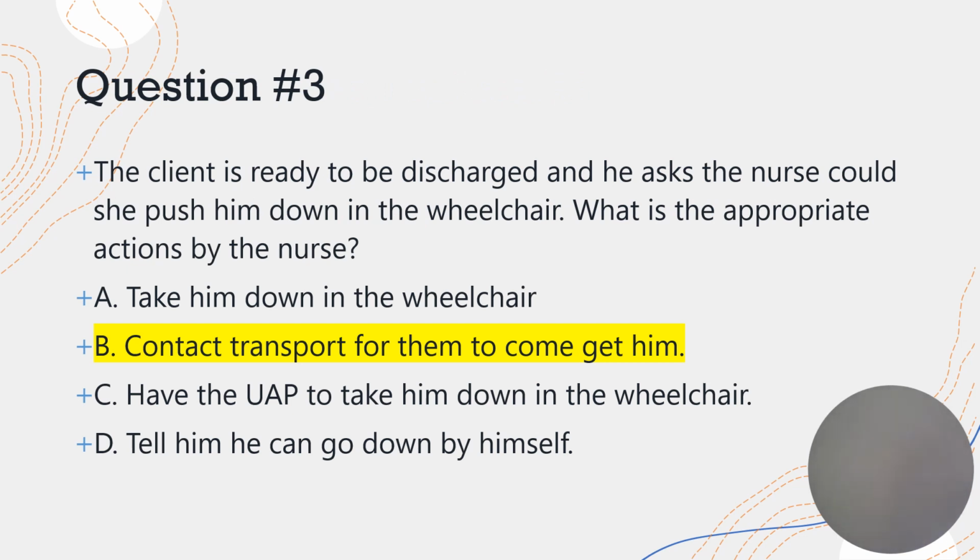Question number 3. The client is ready to be discharged, and he asks the nurse, could she push him down in the wheelchair? What is the appropriate action by the nurse? Take him down in the wheelchair, contact transport for them to come get him, have the UAP take him down in the wheelchair, tell him he can go down by himself.